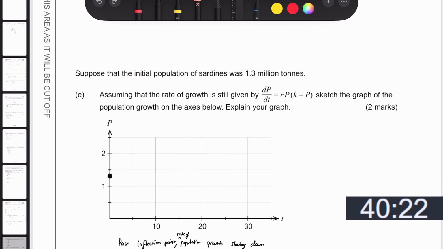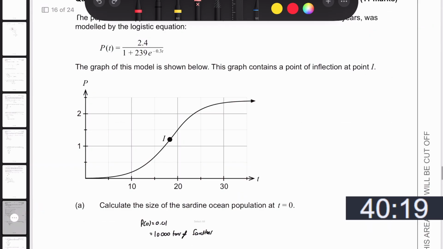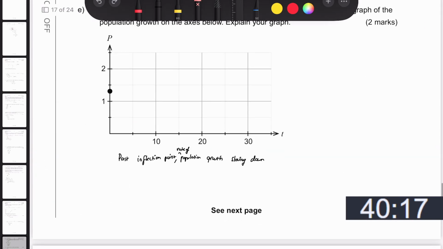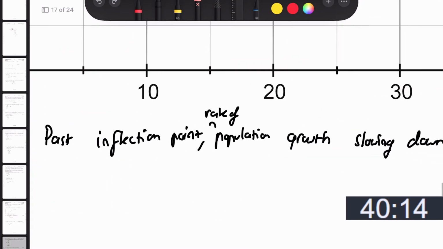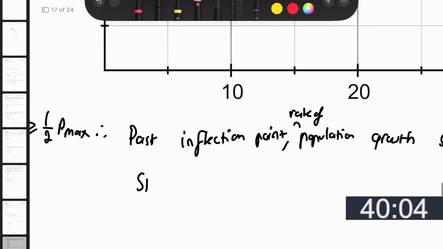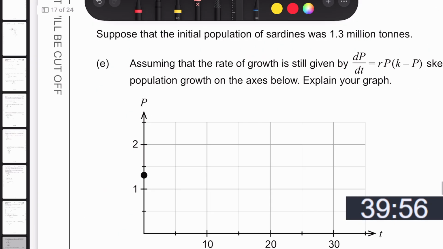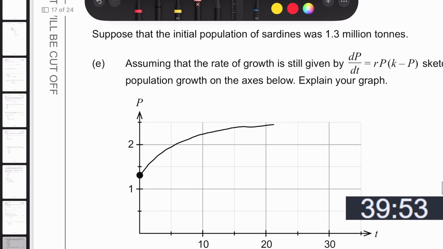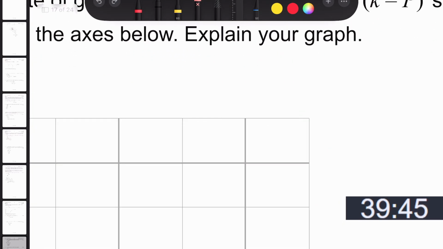Suppose the initial population of the sardines was that. So, past the inflection point, it's still limited to P max equals 2.4. There's no more inflection, but it will never reach above here. That's okay.